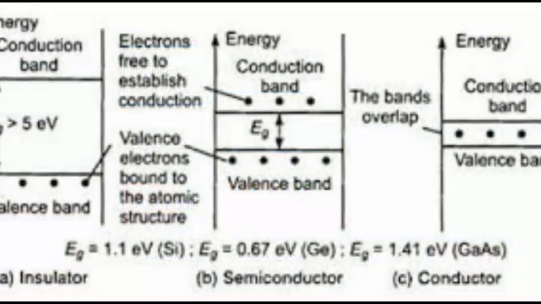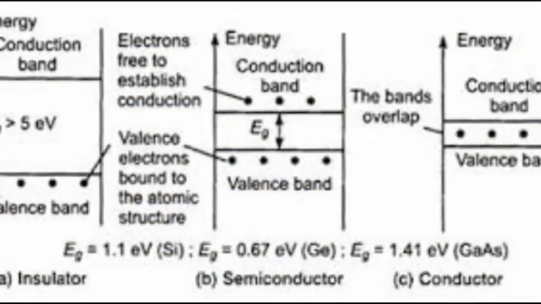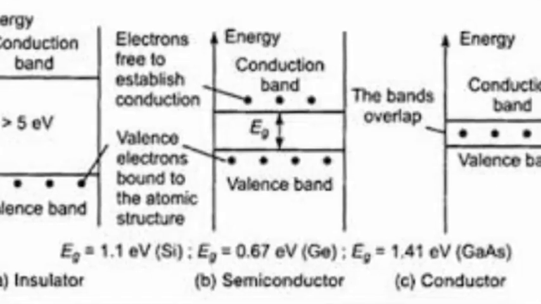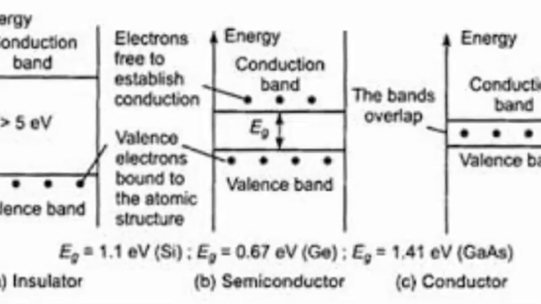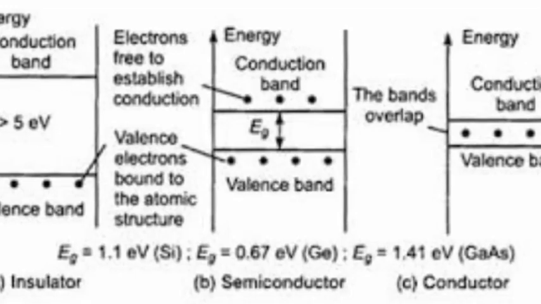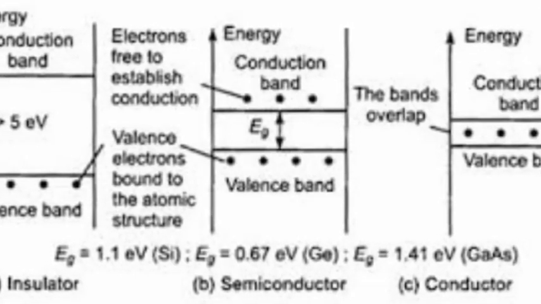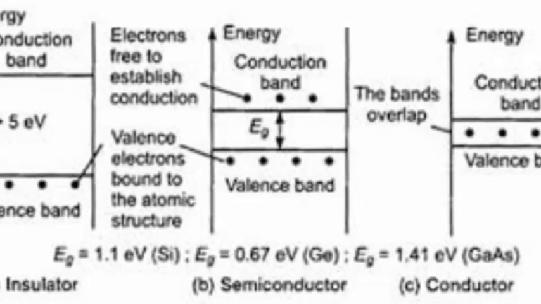In terms of energy band, the valence band is almost filled and the conduction band is almost empty. Further, the energy gap between valence and conduction band is very small, as shown in the figure. Therefore, a comparatively smaller electric field is required to push the electron from the valence band to the conduction band.